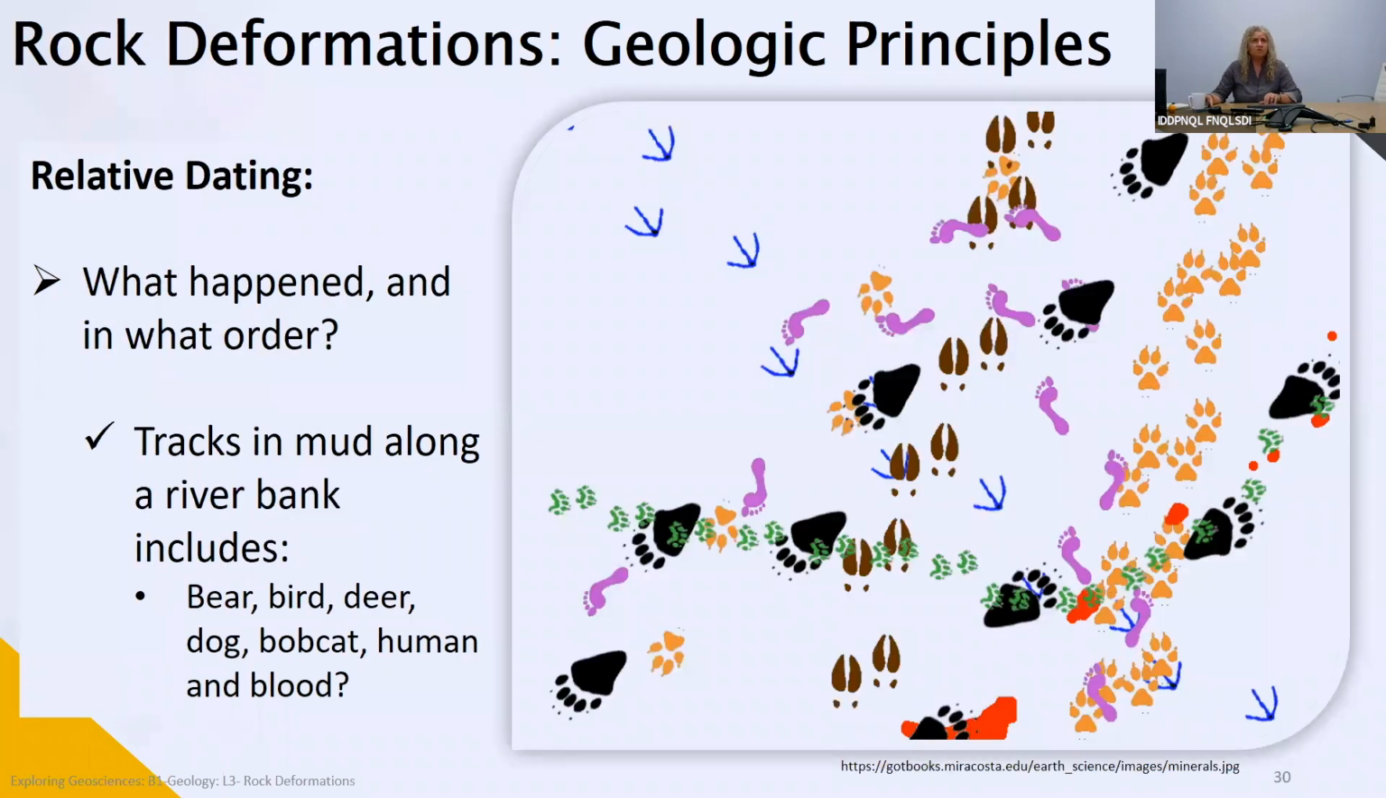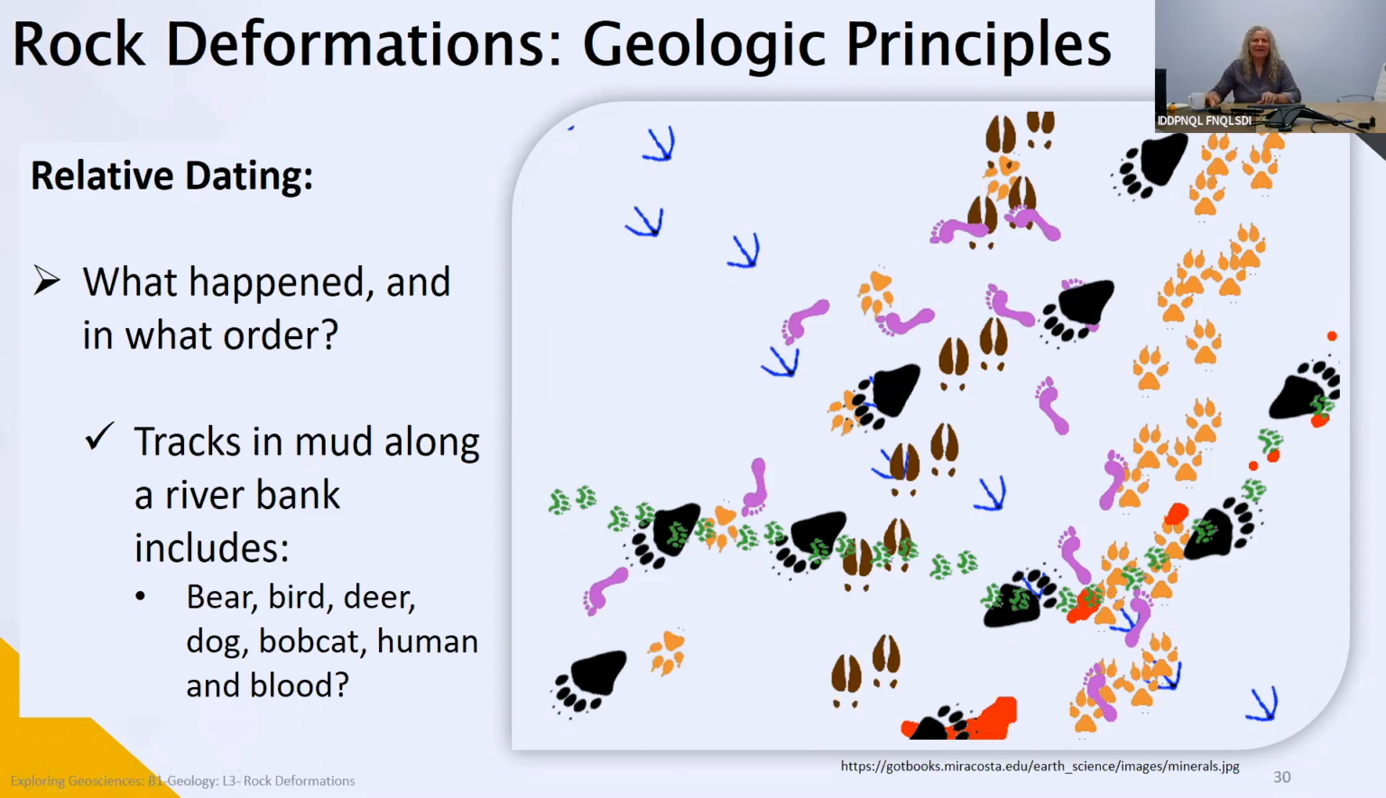Before going into these laws, this is just a simple way to express why we need to go through them. If we are in the field, before looking at rocks, we look on the ground and we see traces of different tracks, and we're wondering who passed before who. We have examples here of bear paws, bird, deer, dog, bobcat, human, and we have blood, and we just want to understand what happened here. Who ate who?